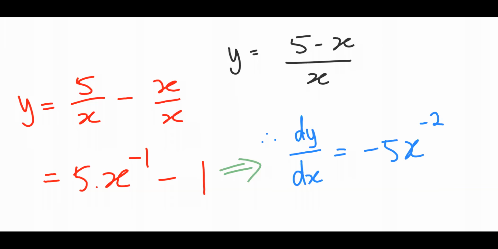Now, I will say that sometimes they do ask us to write our exponents in its positive form. So then you will have to take the x to the bottom again. So the final answer for this, I guess, will be -5 over x squared. Like that. So the exponent 2 becomes positive when you take it back to the bottom.